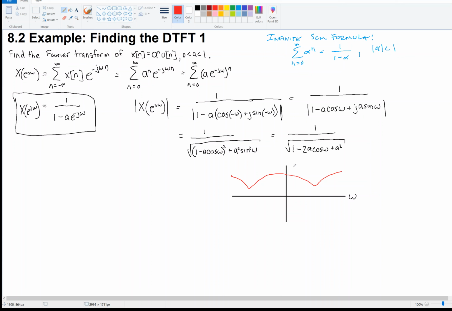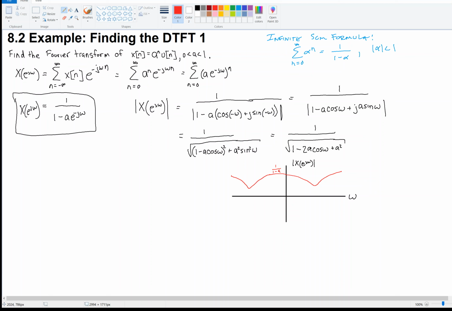Okay, that should be even, by the way. I've drawn it a little crooked. So this is the magnitude of X of e to the j omega. So that's a little crooked, but I think you get the idea. And the height here is 1 over 1 minus a, and that happens at 0 frequency. If you plug in 0 here, you get 1 over the square root of 1 minus 2a plus a squared, and so that is 1 over 1 minus a.